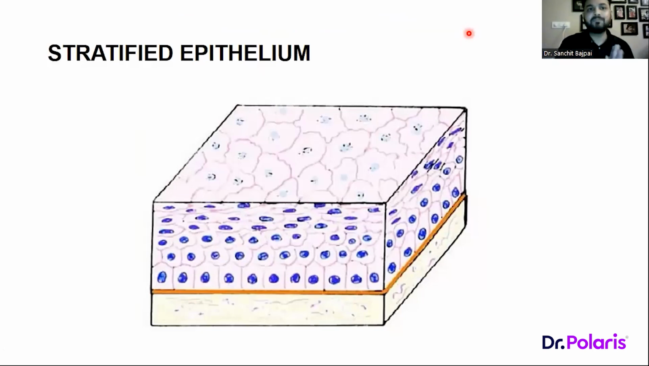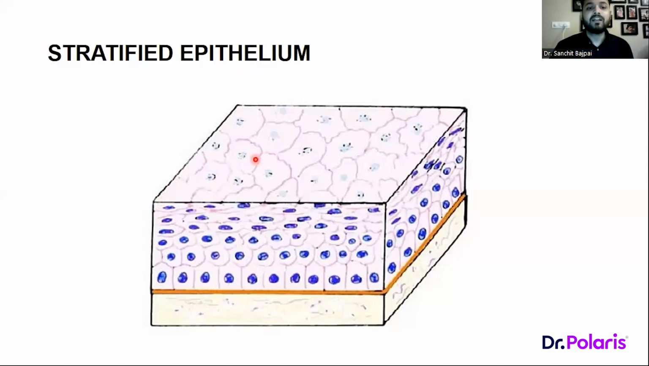Now, if you have understood simple epithelium, understanding stratified epithelium is not a big deal because all the basic concepts of simple stacked up together form stratified epithelium. So what exactly was simple? Simple means one layer, or a unilayered epithelium. Stratified means multiple layered epithelium. That means if I have one layer here, I keep stacking another layer, another layer, another layer. That is called stratified or stratification, multiple layers.